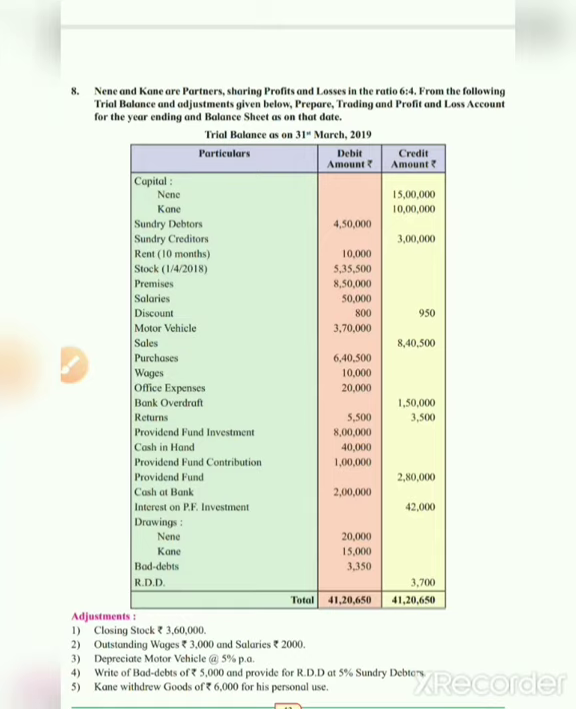Now next, write off bad debts of rupees 5,000 and provide for RDD at 5% on sundry debtors. See, on asset side we have written the debtors by rupees 4,50,000. Now we will have to maintain new bad debts of rupees 5,000. So we will deduct these new bad debts from our debtors. That means out of 4,50,000 debtors, 5,000 rupees debtors have become our bad debts. It means that the amount will not be recovered. That's why we are going to deduct it.